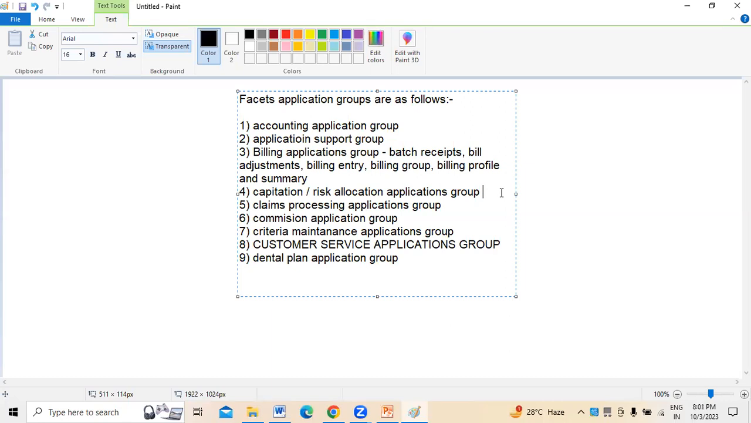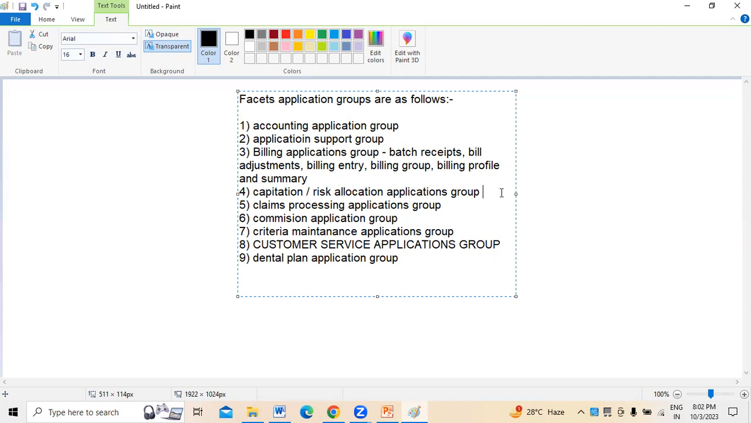Understand, right? So these conversions we also consider, but the major criteria we follow is clinical editing criteria. At the same time, diagnosis edit criteria we follow. Next, medical admission criteria will be followed by us. Next, procedure edit criteria we follow. At the same time, surgical admission criteria we also follow. So all these come under the criteria maintenance applications group. Next, about customer service application groups.